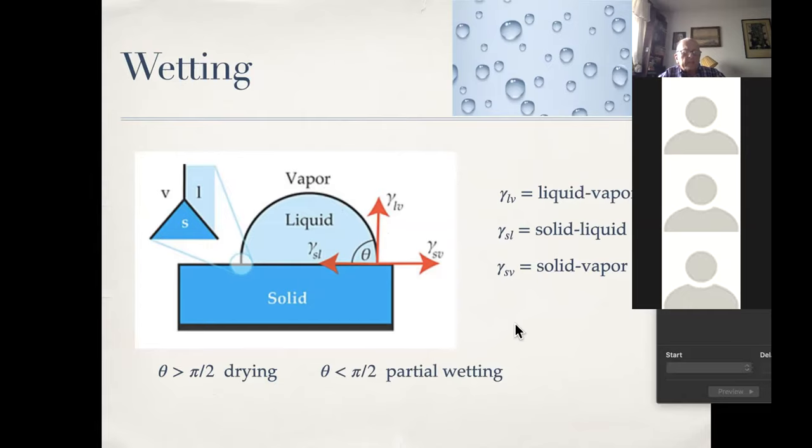And when the angle is equal to zero, then we have a complete wetting, because if that angle is equal to zero, then there is no drop, but the liquid forms a thin layer on the surface of the solid.